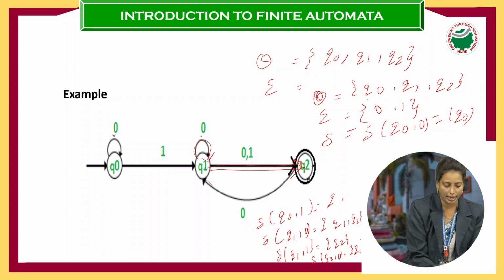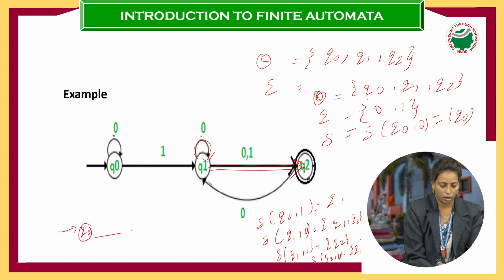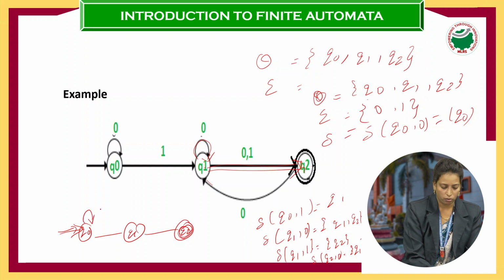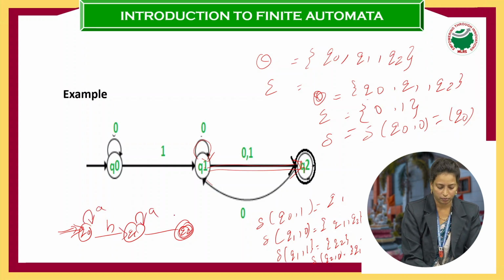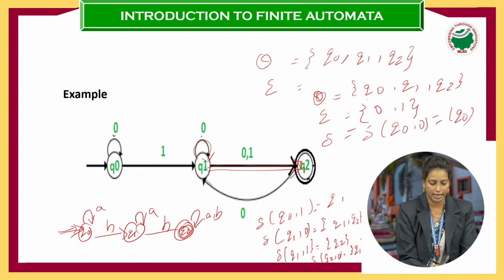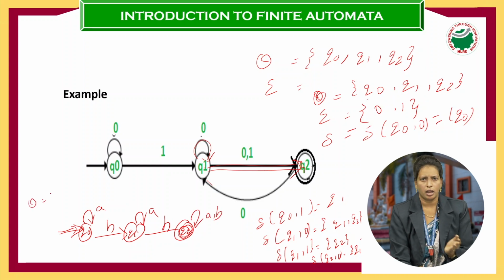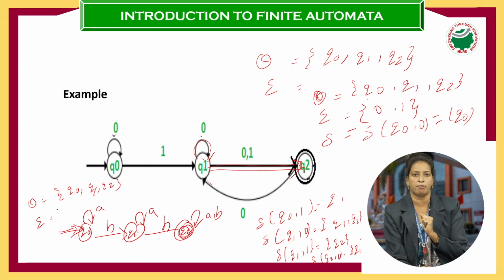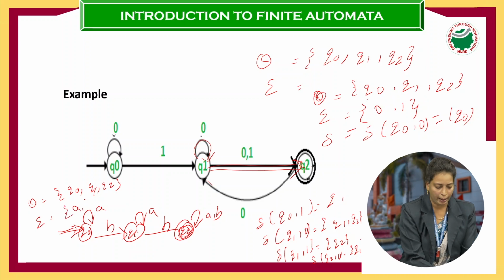Let us consider another example. Let us consider Q0, Q1, Q2. The initial state is Q0, the final state is Q2. The initial state is represented by a single arrow. The final state is represented by a double circle. Inputs are A, B. In this example, Q indicates the set of states: Q0, Q1, Q2. Sigma is the set of input symbols, either A or B.